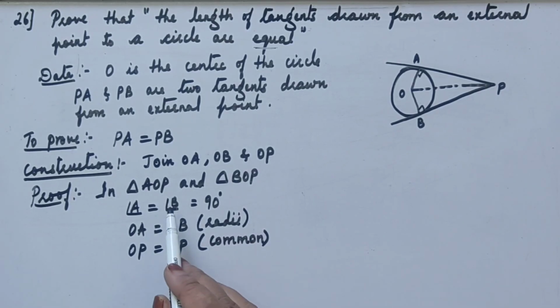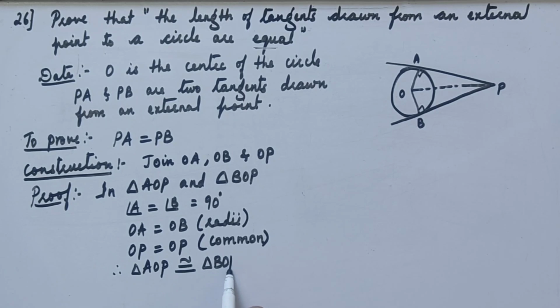So always we have to write three comparisons. Therefore triangle AOP is congruent to triangle BOP. Therefore PA equals PB. So we have proved this theorem. Hope this is clear to you all, students.